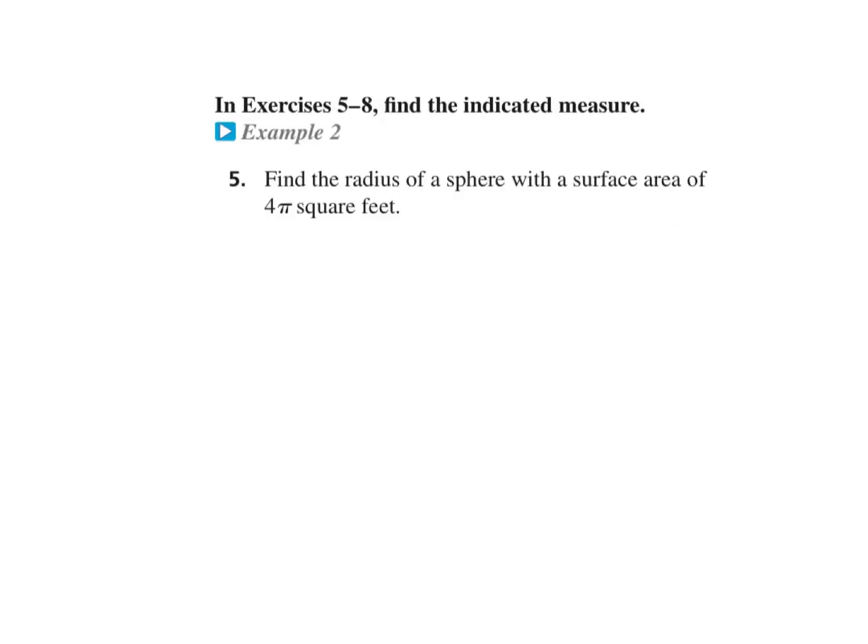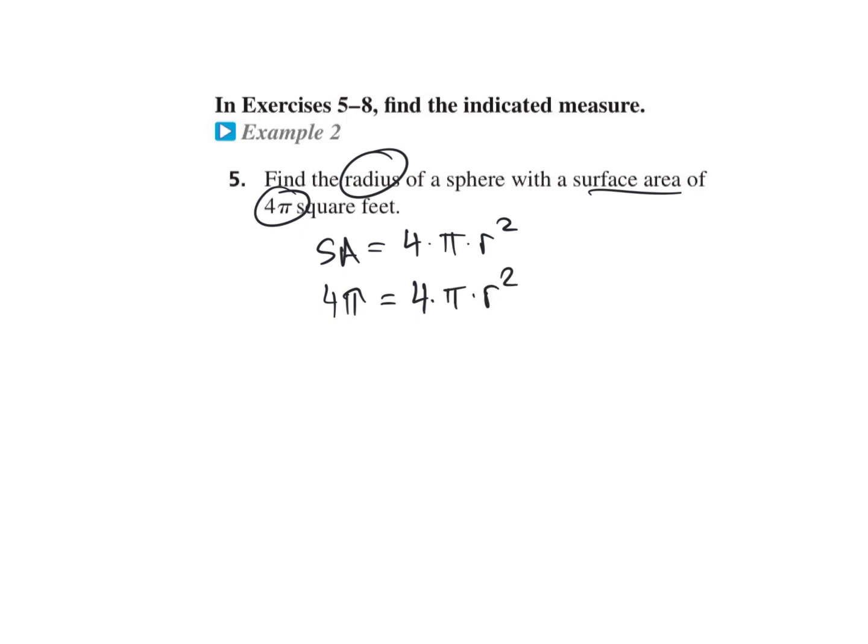So find the indicated measure. Number 5, find the radius of a sphere with a surface area of 4 pi square feet. So again, surface area is 4 times pi times r squared. And we're supposed to find the radius, so we don't know it. It tells us the surface area is 4 pi, so 4 pi goes in the surface area position. 4 times pi times r squared. To get r by itself, we divide by 4 pi. And that is just 1. It's not 0, it's 1. Anything over itself is 1. And you take the square root. So the square root of 1 is 1. So the radius is 1.